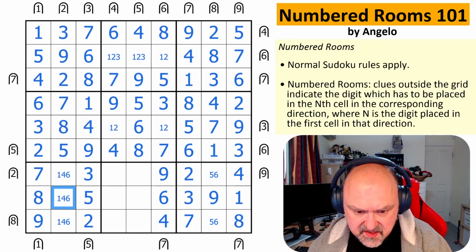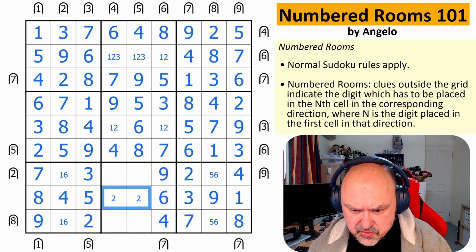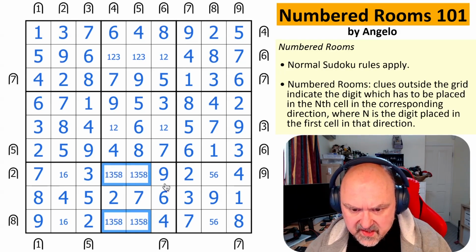There's a 1 and a 6 here, so that's the 4. 1, 6. Not yet. So this is a pair. 2, 3, 4, 5, 6. 2 and 7. The 7 makes that 2 and that 7. 1, 3, 5, and 8. Well, there's no 5 and 8 in those, so that's the 1, 3, so there's no 1, 3 in here.